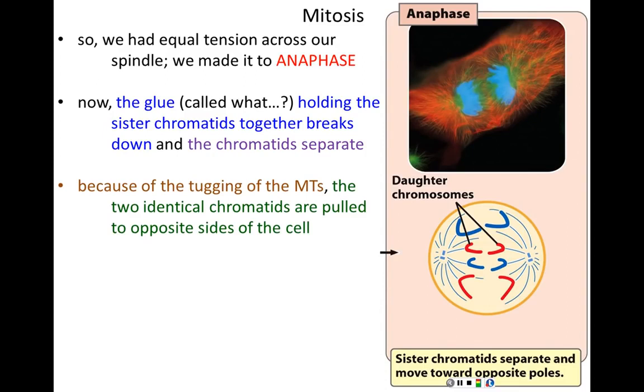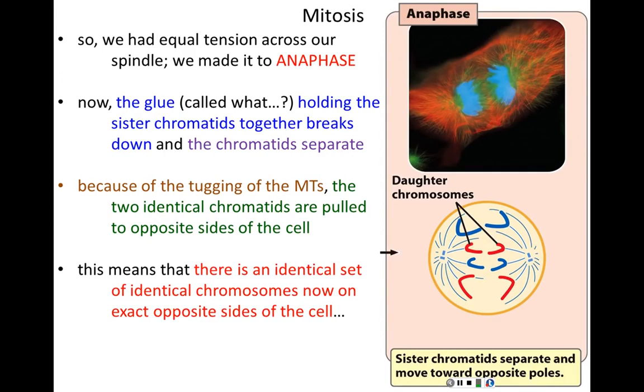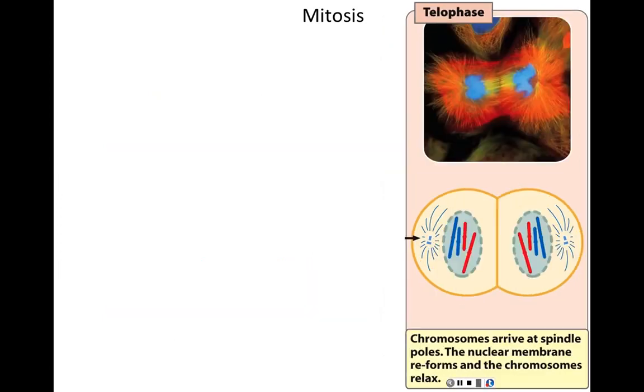Because of all that pulling and tugging of the microtubules, as soon as cohesin is dissolved and the sister chromatids are released, they are pulled to opposite sides of the cell. This means that we now truly have two identical sets of identical chromosomes moving in opposite directions to opposite sides of the cell. What do you think happens next? Well, if you said the cells are going to begin to divide, you'd be right. And that happens in telophase.